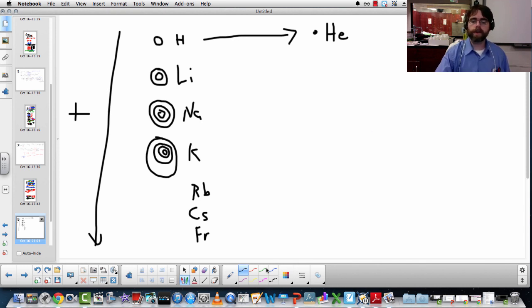So, if you look at the periodic table, you'll see that hydrogen has an atomic number of 1, and helium has an atomic number of 2. Of course, atomic number tells us the number of protons and the number of electrons.